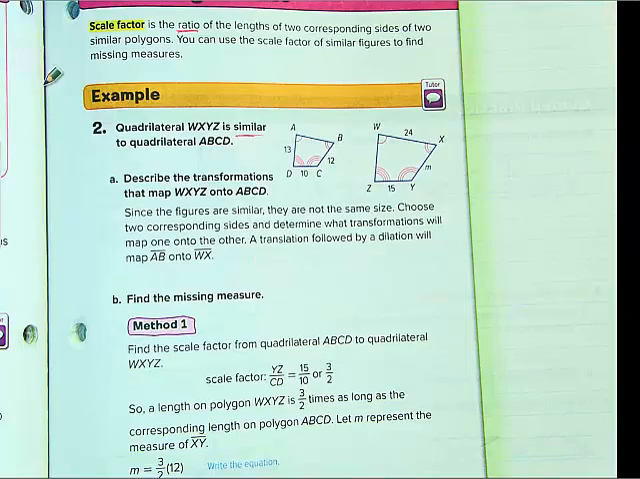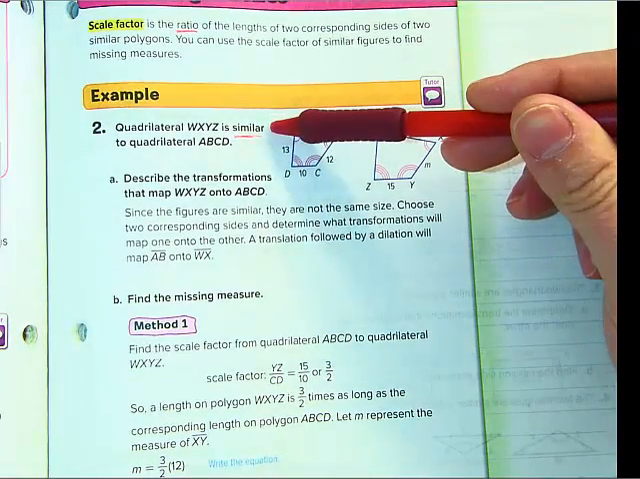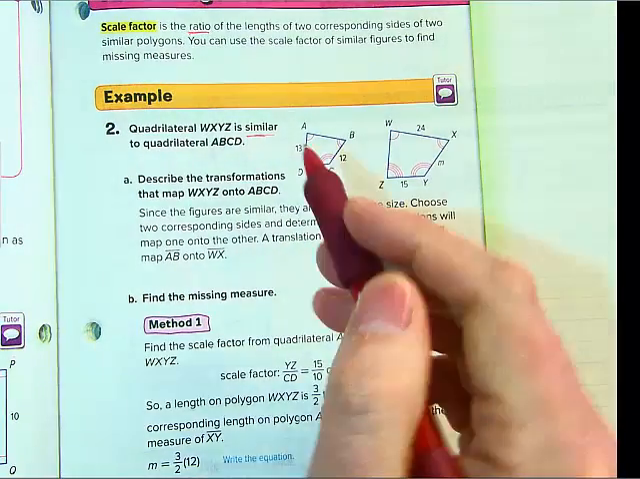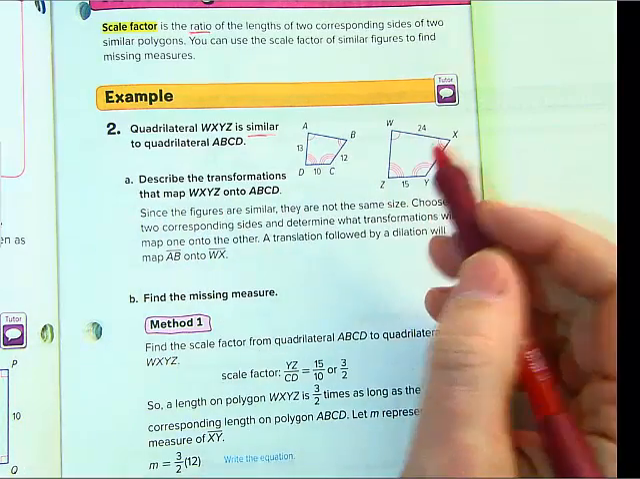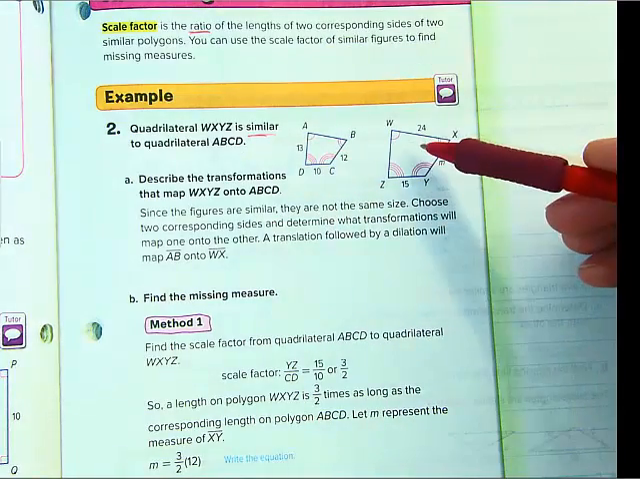Okay, so it already tells us that they are similar, so we don't have to determine. Now, what it's asking us to do is describe the transformation to get one on top of the other. Well, obviously there's a dilation. It needs to enlarge. And then a translation, slide it over. Okay, no big deal there.